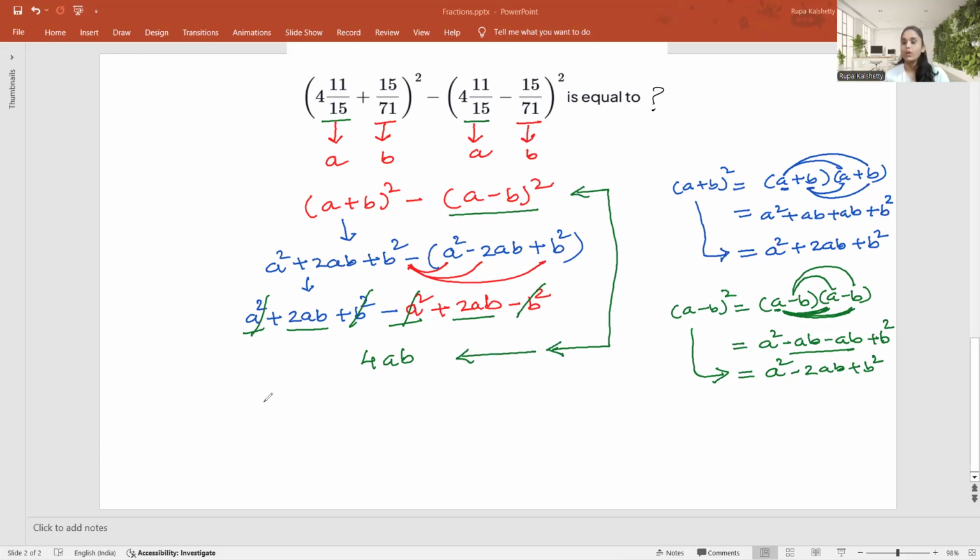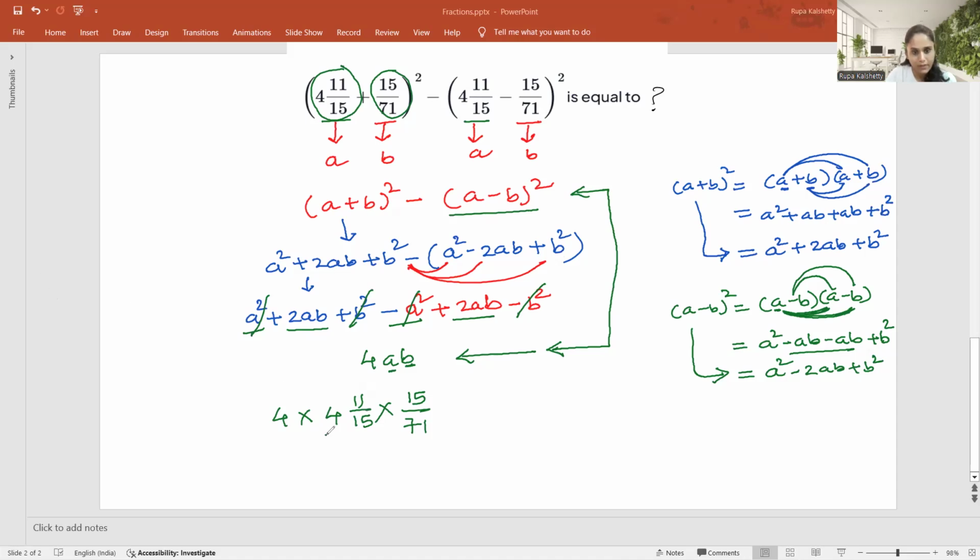Yay! Now, what we are going to do is replace A and B by the original fractions. So 4 times A, the original fraction A is nothing but this. So let's write 4 11 over 15 times your B, which is this fraction. So it's 15 over 71, right?